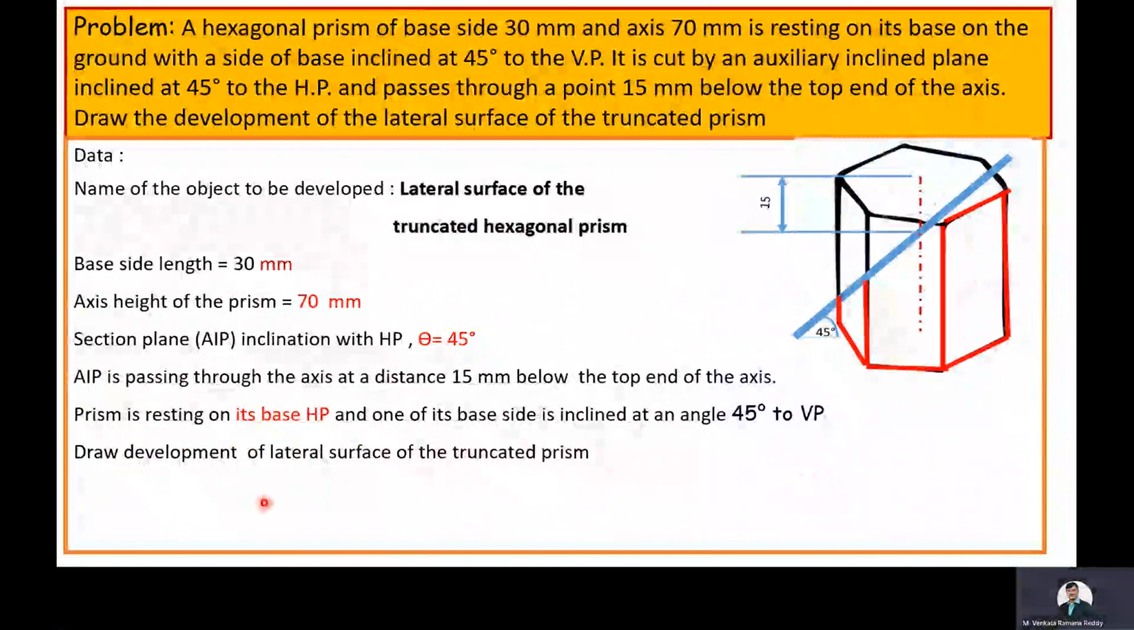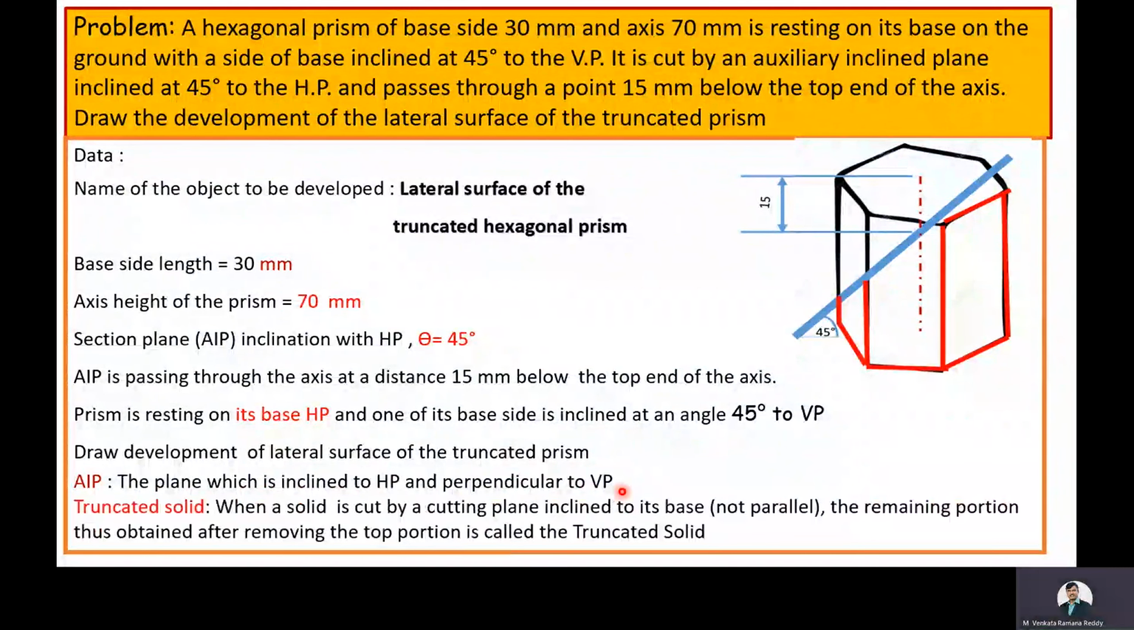Now we will see the meaning of the terms auxiliary inclined plane as well as truncated solid. Auxiliary inclined plane: the plane which is inclined to HP and perpendicular to VP is called auxiliary inclined plane. Truncated solid: when a solid is cut by a cutting plane inclined to its base, not parallel to the base, then the remaining portion thus obtained after removing the top portion is called the truncated solid.